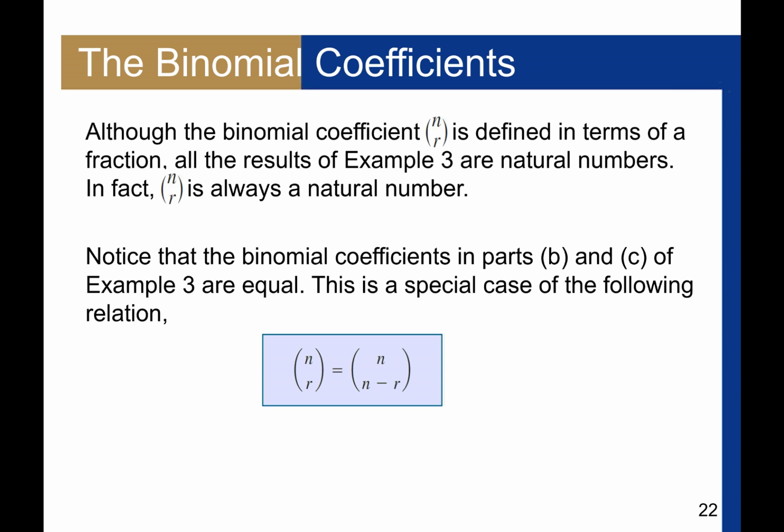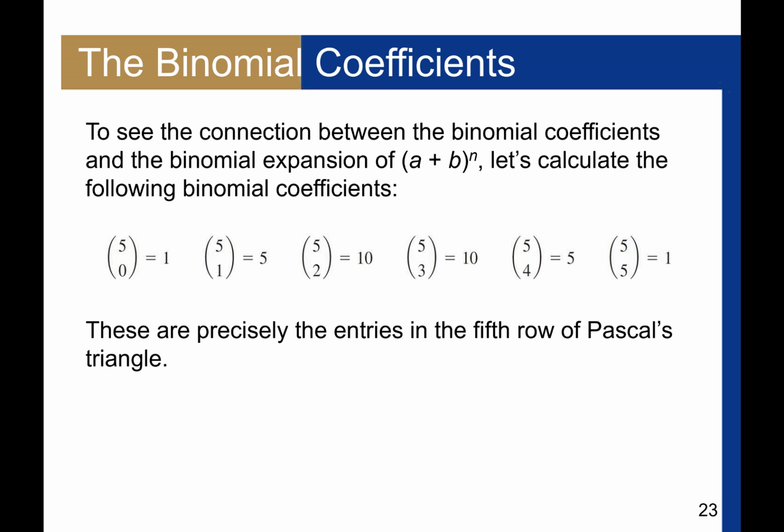Okay, and that's what they're showing you here in the blue box. So again, 5 choose all of them, look at the one at the end there. 5 choose 5, there's only one way you can do that. 5 choose 0, don't choose any of them, there's only one way that can happen. Out of 5 things, choose one of them, there are 5 different outcomes. And those combinations coincide exactly with the 5th row of Pascal's triangle.